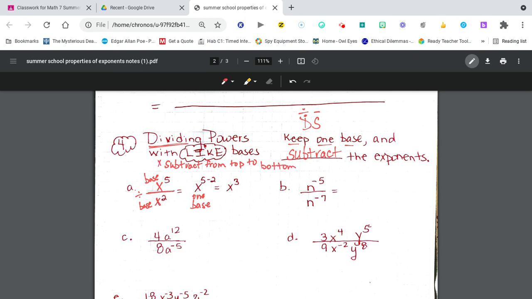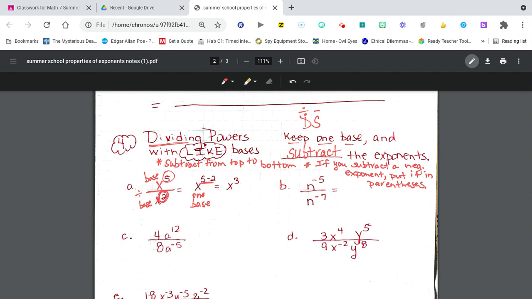And I need you to do me one other favor. If you subtract the negative exponent, put it in parentheses for me. Okay? But see, your exponent here is 5 and your exponent here is 2. You're not subtracting a negative. You're just subtracting 2. 2 is positive. So don't have to worry about parentheses. Let's just do 5 minus 2 is 3.